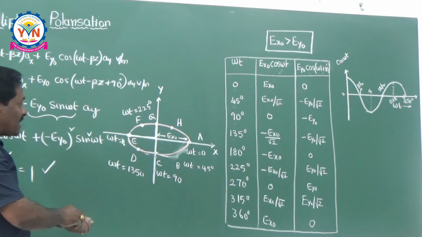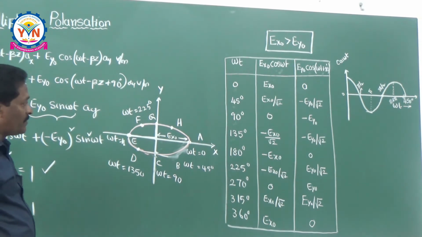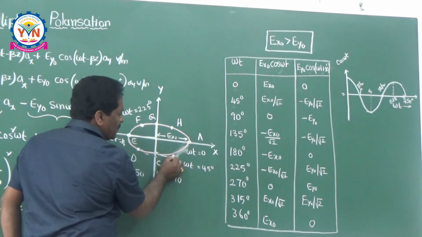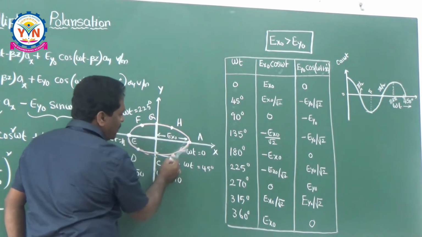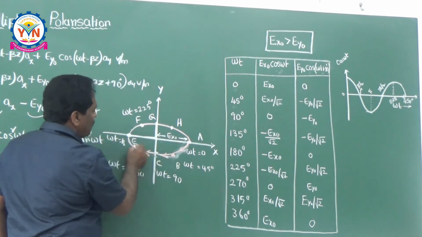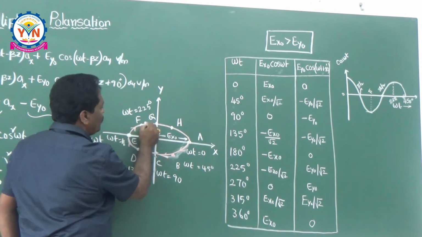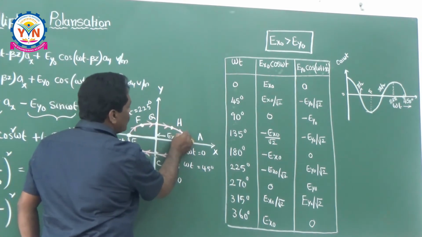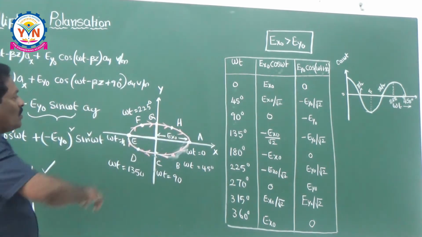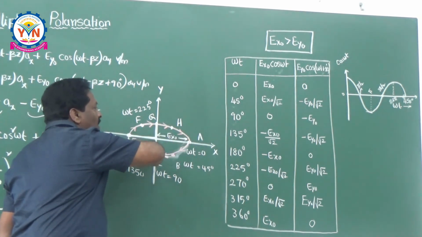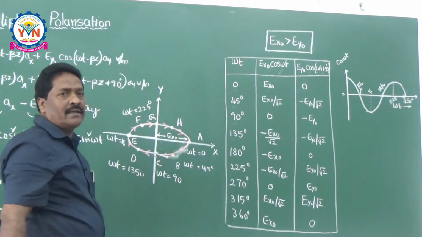But here, what is the direction of this ellipse? The direction is from A to B, B to C, C to D, D to E, E to F, F to G, G to H, H to A like this. So this is nothing but the direction of your electric field intensity.